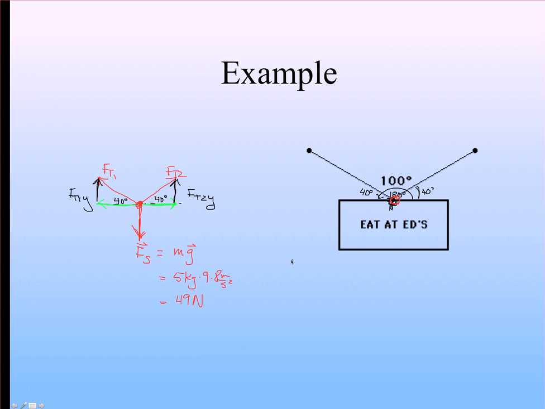In the horizontal, we can say that Ft1x is equal, in magnitude, to Ft2x. Those are over here. I'll write their names in as well. This is Ft1x. This here is Ft2x. So in the horizontal, those two force components are going to be equal, Ft1x and Ft2x.